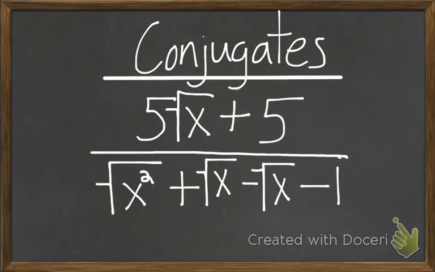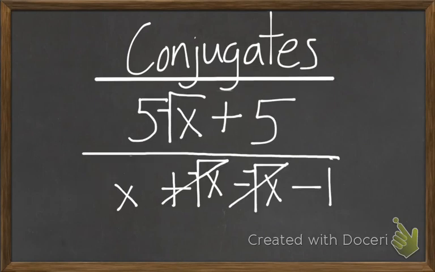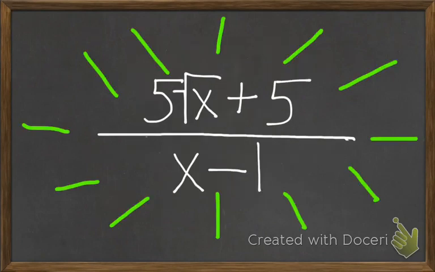In doing so, the expression is 5 times the square root of x plus 5 over the square root of x squared plus the square root of x minus the square root of x minus 1. Now, we can simplify the denominator by canceling the square root sign and the x squared, leaving simply x. Additionally, we can combine the like terms of the positive square root of x and the negative square root of x, which cancel each other out. Thus, the final simplified expression is 5 times the square root of x plus 5 over x minus 1. And that will do it.